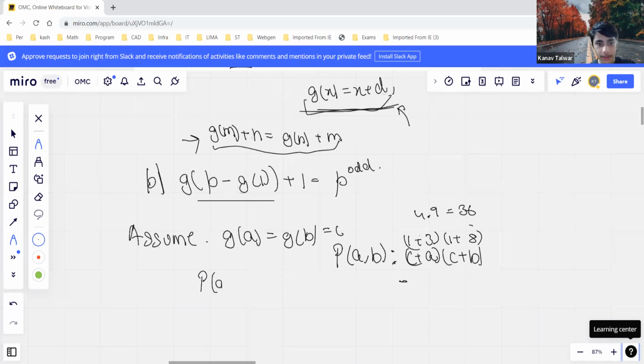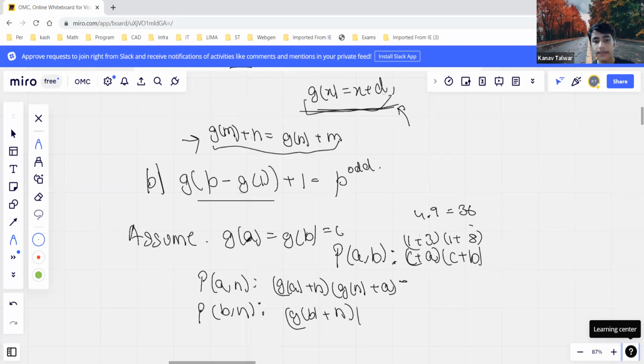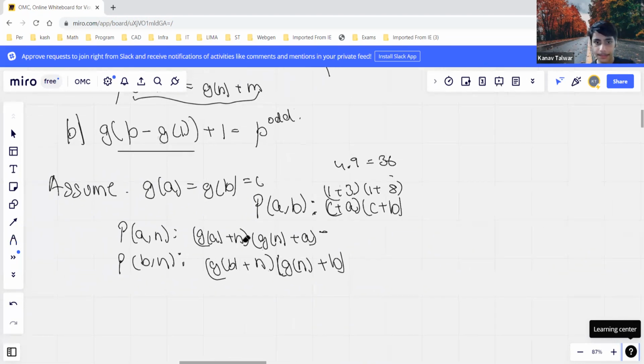But you have more information. Whenever you're proving something, you do this, right? You take these two assertions and try to subtract or get some stuff with them. So we have that g(a)+n times g(n)+a is a perfect square, and g(b)+n times g(n)+b is a perfect square, right? Is this clear?